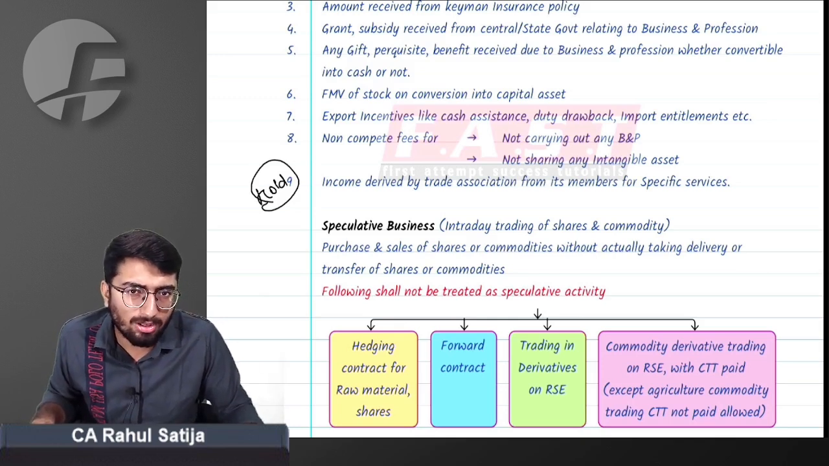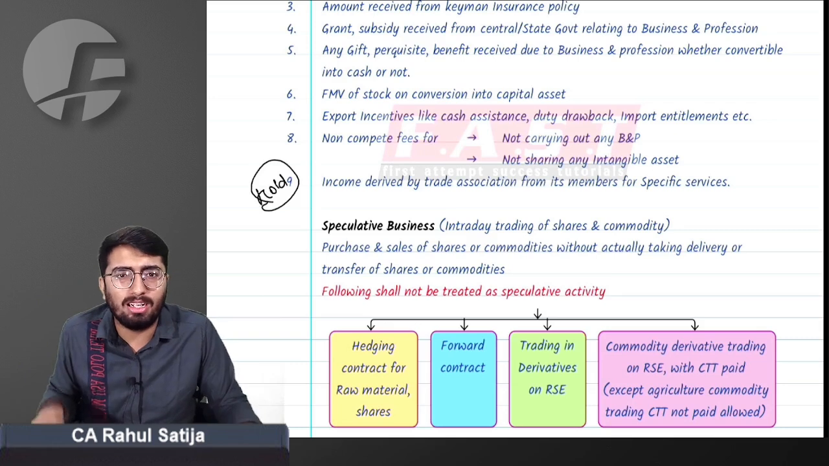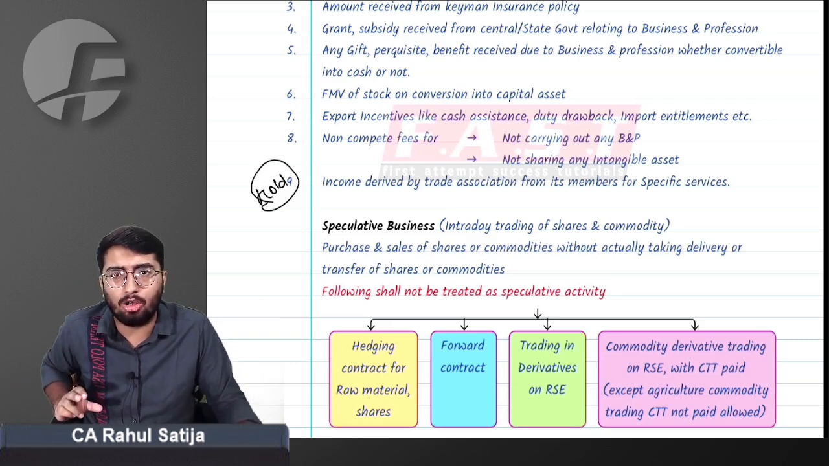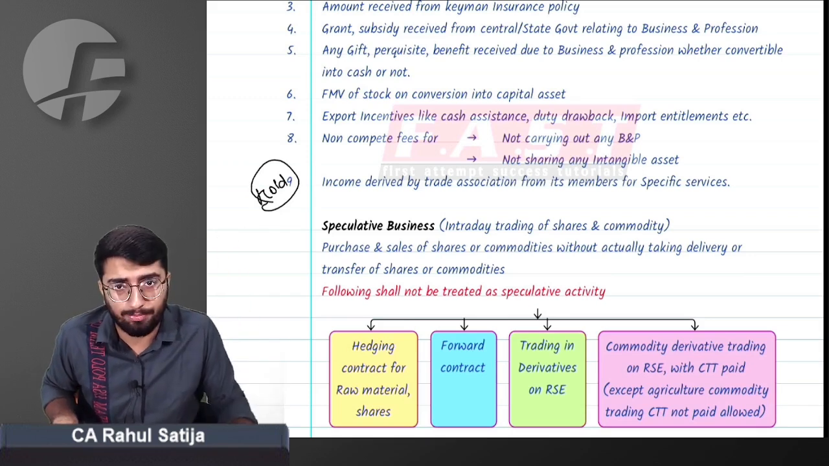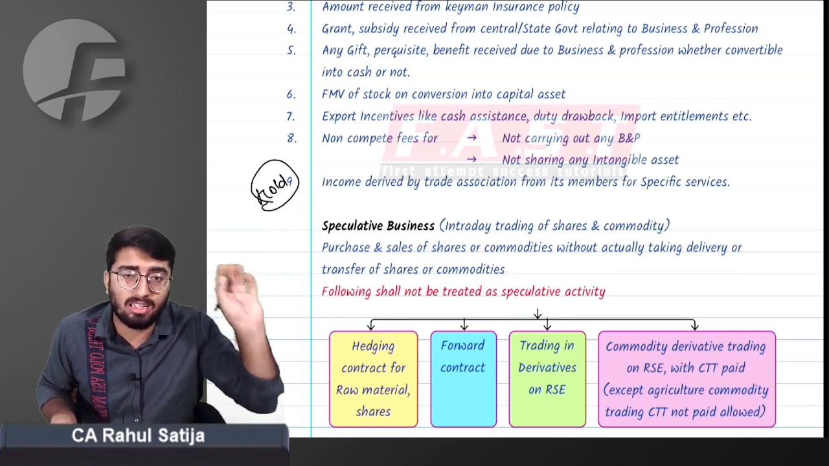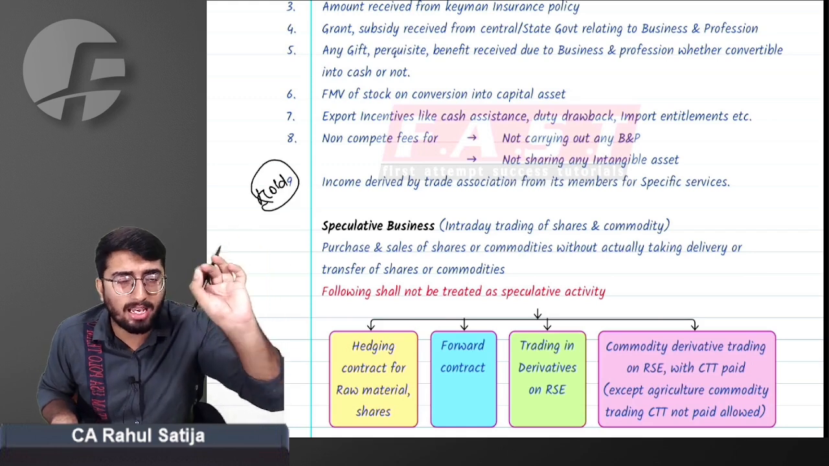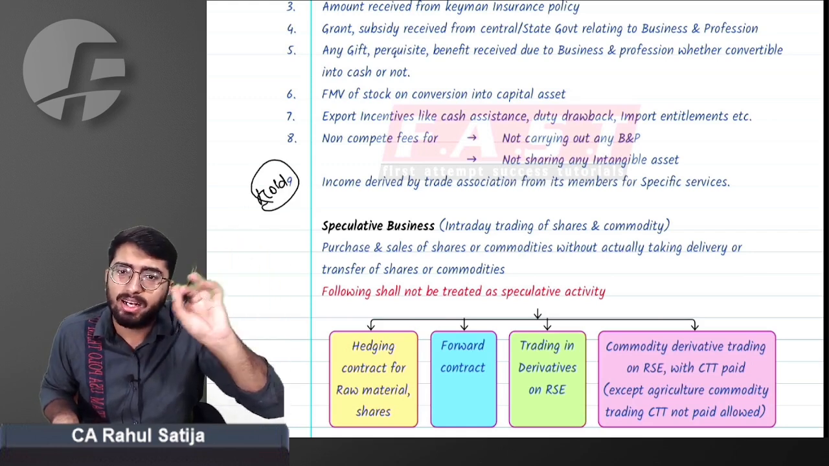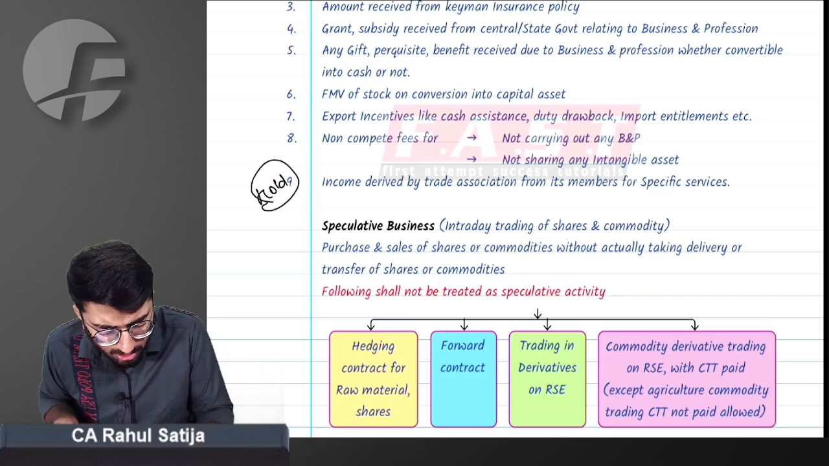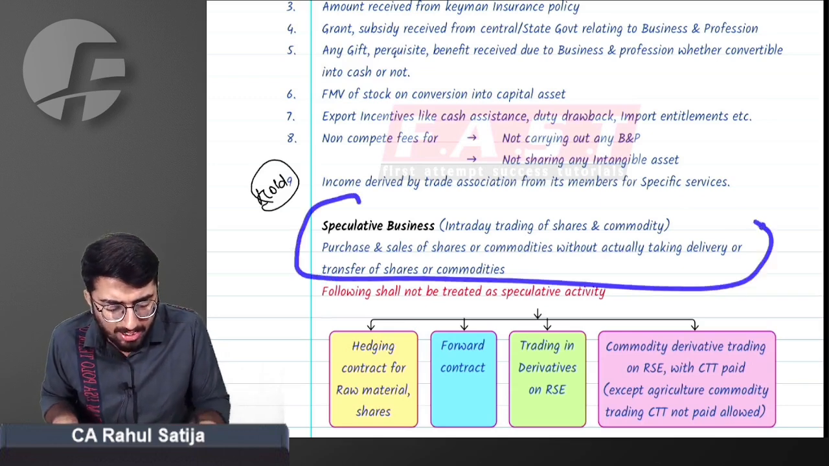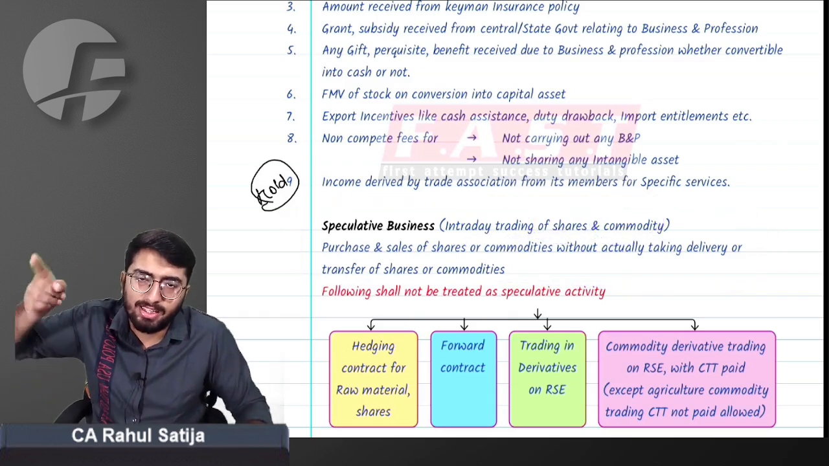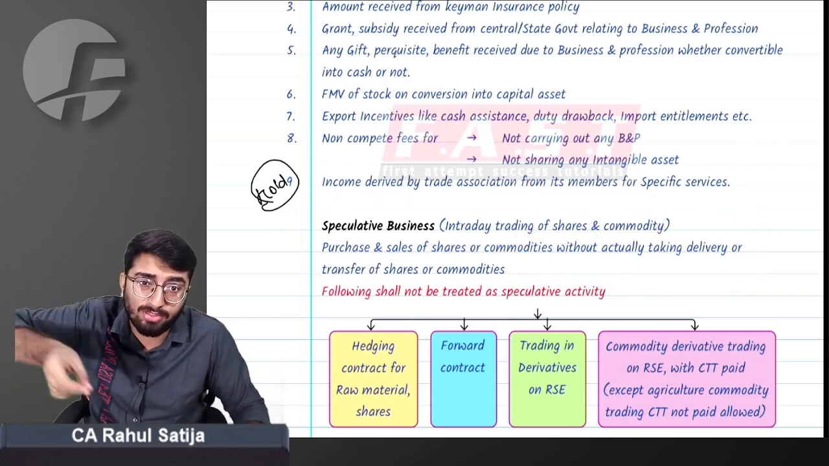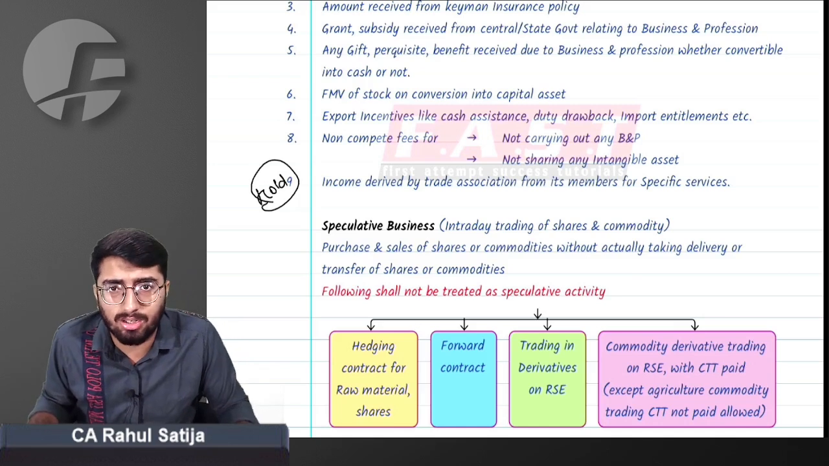Sir, what will be the treatment of speculative business? It will be treated as normal business, taxable as normal business, but losses of such business can be set off against speculative business only. You cannot set off business losses from any other businesses. So speculative business losses can be set off against only speculative business. Rest all treatment will be the same. Sir, what kind of businesses are speculative? Simply you can say intraday trading of shares and commodities, or if you are asked for the definition, then purchase and sale of shares and commodities without actually taking delivery of the shares and securities.